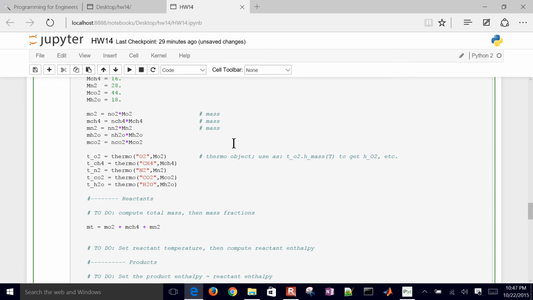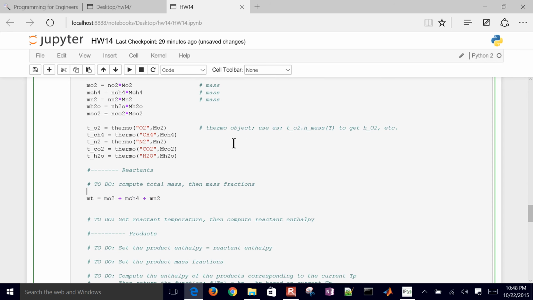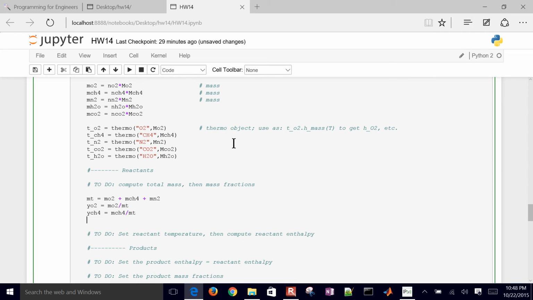I'm going to come back up here and just do a copy paste here, and maybe, oh, there it goes. Okay, so I have O2, and that's going to be the mass of O2 divided by the total mass. Okay, so that's going to be my first mass fraction, and then I have my CH4 is going to be the mass of CH4 divided by the total mass, and then N2 is going to be the mass of N2 divided by the total mass.